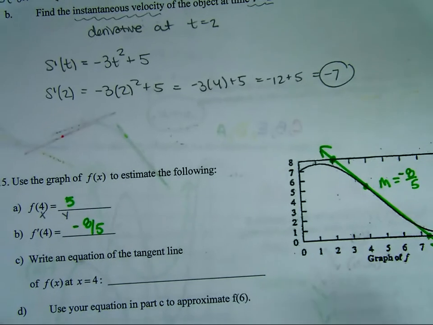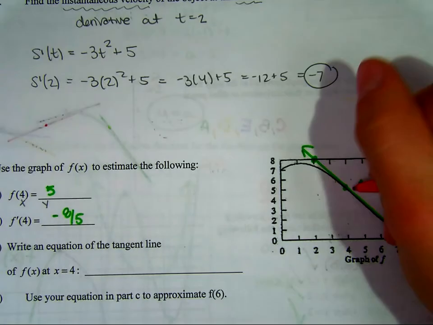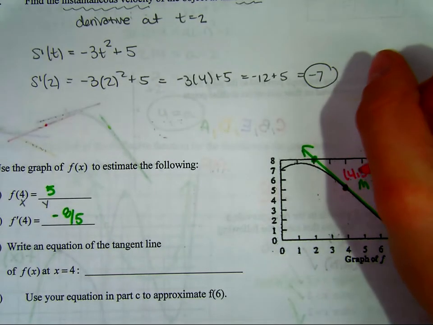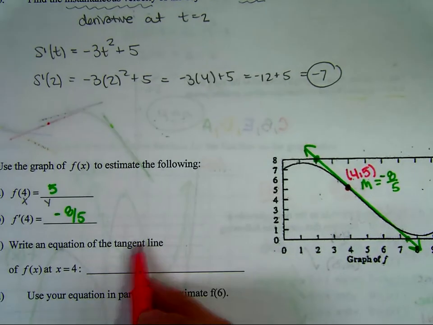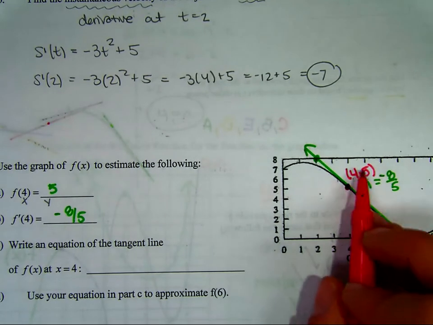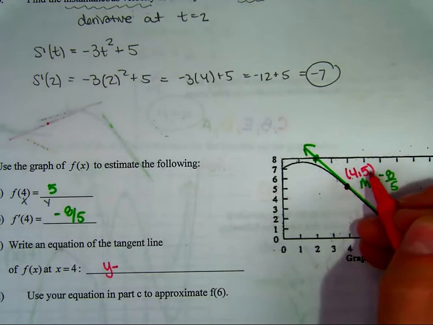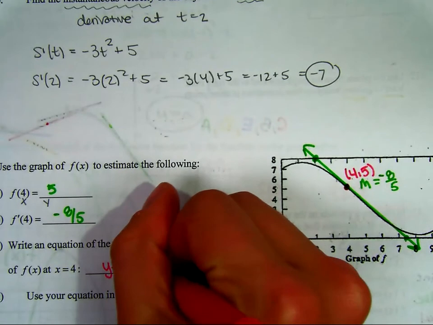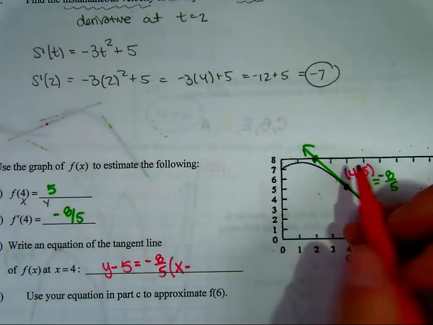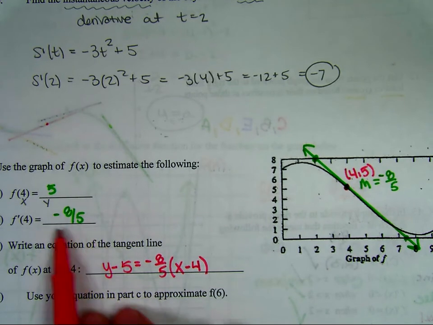So we have the point on that graph, that point of tangency that we just found right here. We said that was 4, 5. We found the slope of the tangent line over here. And now they want the equation of the tangent line at x equals 4. We got our point. We know the slope. I'd be thinking point slope form. It's going to be y minus 5 equals our slope, negative 8/5, times the quantity x minus 4. That would be the equation of the tangent line. Again, yours could be different if you just estimated the slope differently.